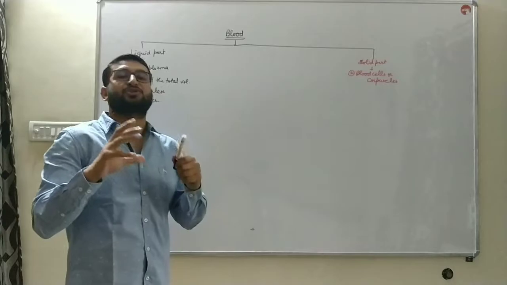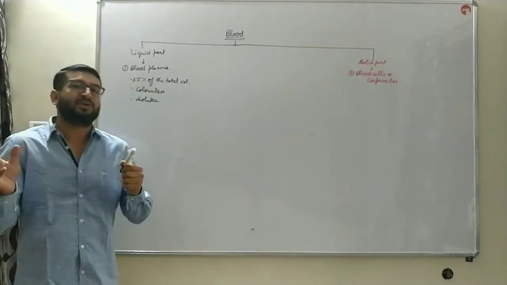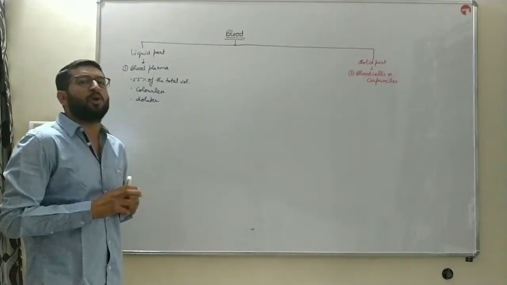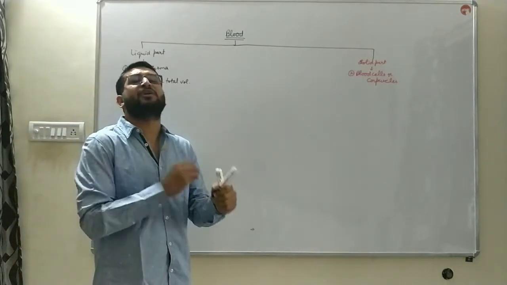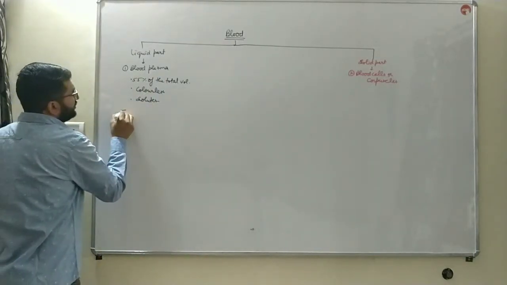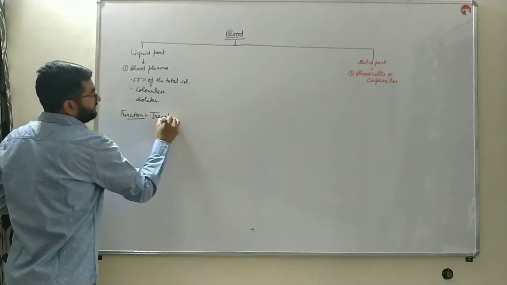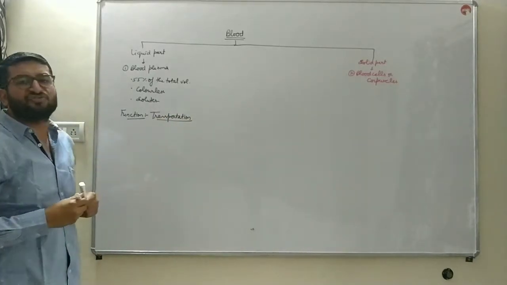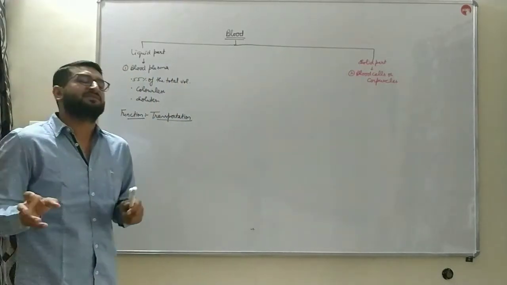The remaining 8% contains various solutes like digested material and waste materials from the various cells which are brought to the excretory organs. Along with that, it has an anticoagulant, that is heparin. That anticoagulant prevents blood clotting in the closed vessels. The function of blood plasma is transportation, and that is the first function of blood. It helps in the transportation of various materials like digested food and excretory material from one part of the body to another.